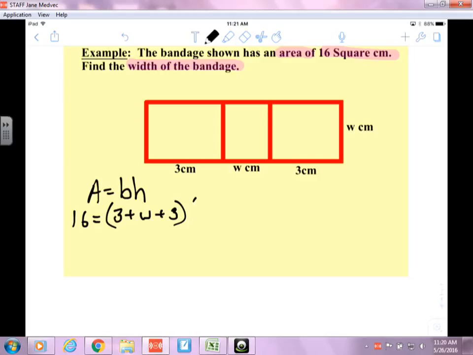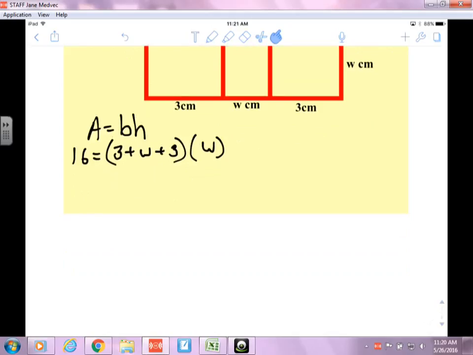My height is... simplify. What do I do? Sure, so 16 equals, I'm going to go W plus 6 times W. Can I add W plus 6 and make 6W? I cannot. 16W?